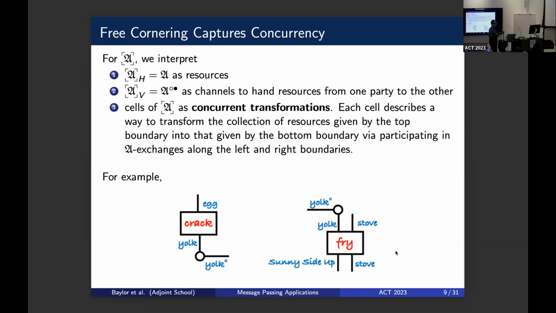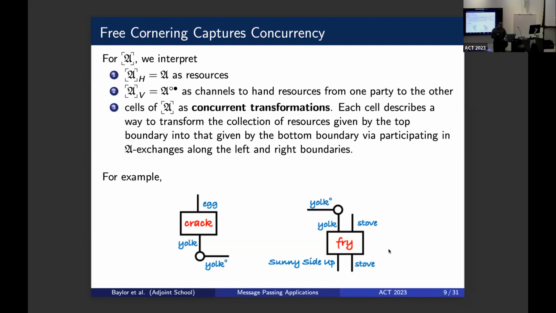So how does a free cornering capture concurrency or message passing? The interpretation you should have is that the horizontal monoid of the free cornering represents the resources, and the vertical monoid of the free cornering represents the channels where we're sending information. And the cells are what Chad Nestor called concurrent transformations. What these cells do is they describe a way to transform the top resources to the bottom resources via information being passed from the sides.